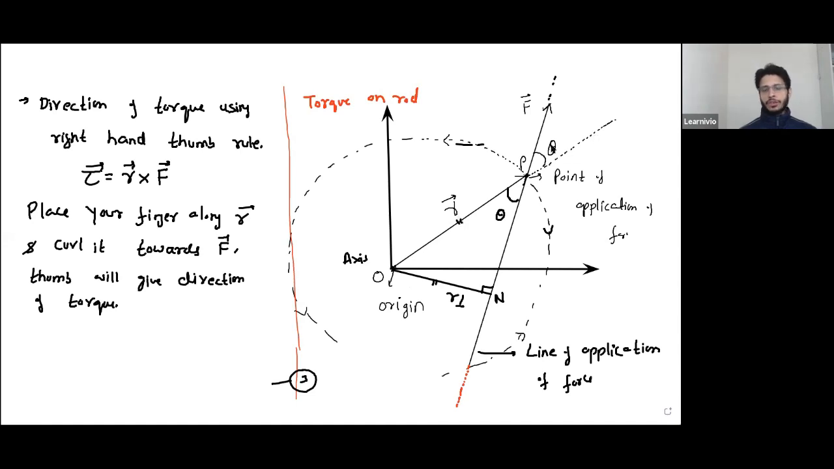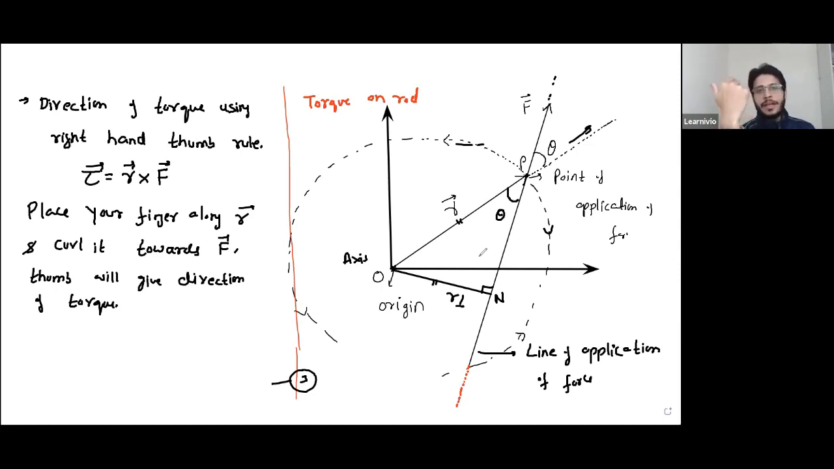So this is the direction of R. So take your right hand, place your finger along R and curl it towards F in this way. Where is your thumb pointing? Out. Yes, thumb is pointing out of the screen, right? Place your finger along R and just curl it towards F. Thumb is pointing outwards. So it's your choice. You can use any of the methods, but you should at least know both of them.